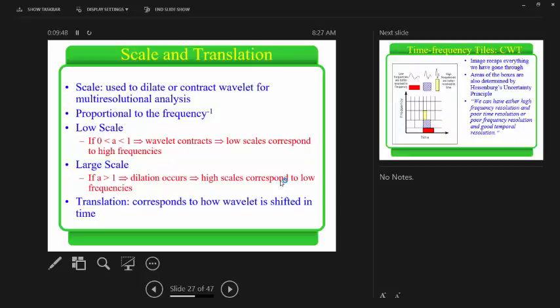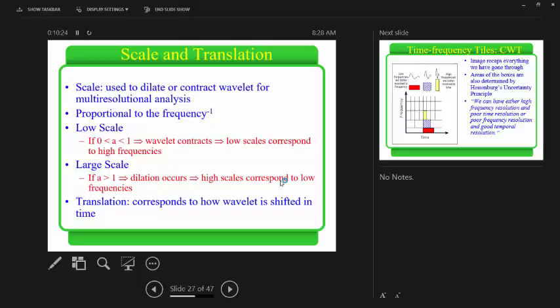So when we talk about the scale, which is the value of A, it is used to dilate or contract, this means that I will stretch or contract the wavelength. Contracting means that the frequency increases, and dilation means that the frequency decreases. As we can see, this scale A is proportional to the frequency to the power -1. It's inversely proportional to the frequency. Increase the scale, decreases the frequency. Decrease the scale, increases the frequency.